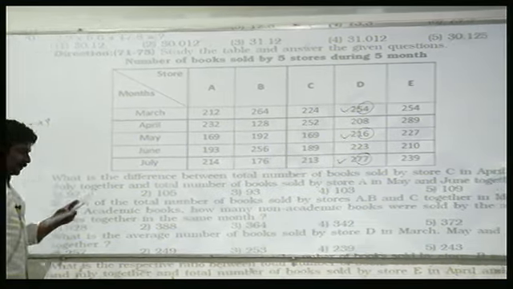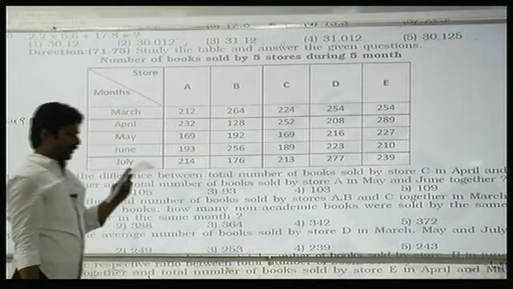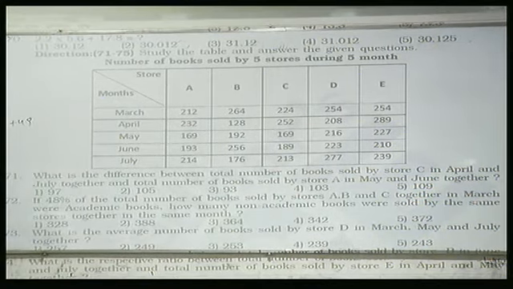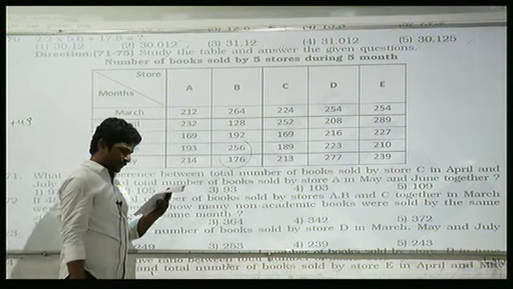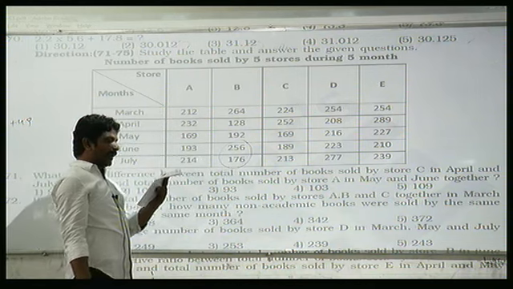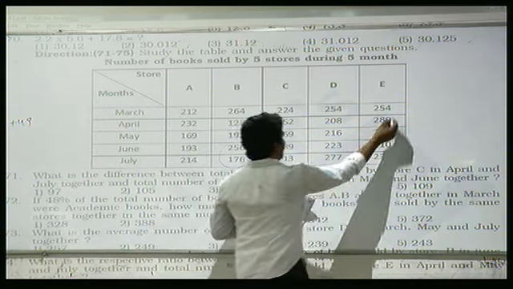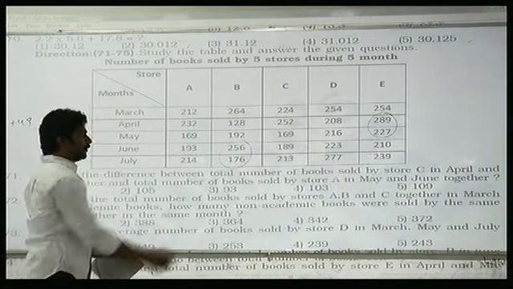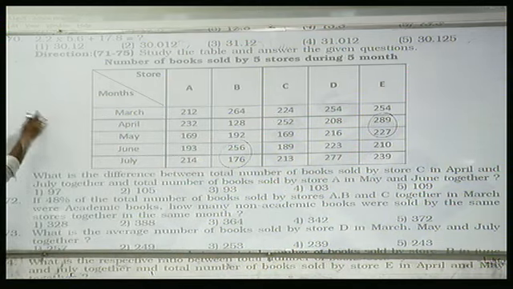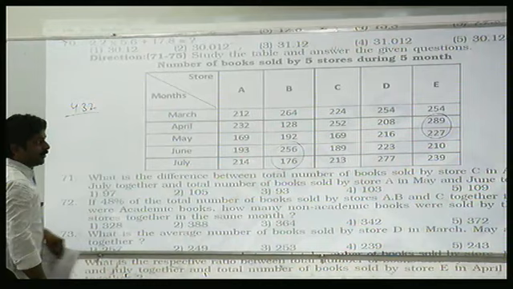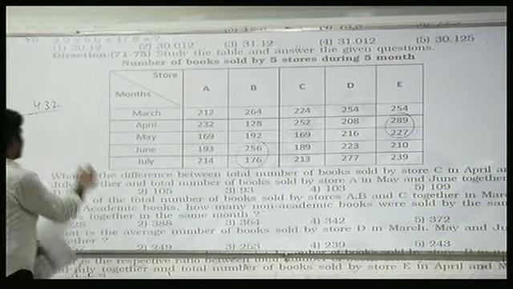Next, 74. What is the respective ratio between total number of books sold by B in June and July together, and E in April and May? E in April and May. It asks about ratio. 256 and then 176. How much is the total? 432, and 289 and then 227. 516. It asks about ratio.